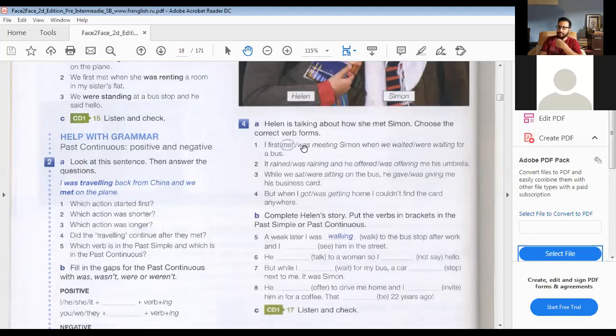So here, this is Helen talking, and she will tell us how she met Simon. Malak, you need to choose the correct verb form. Okay, so you can read that. You can start with number 1, Malak. I first was meeting Simon when we waited. We're waiting for a bus. Okay, so which one do you want to choose?